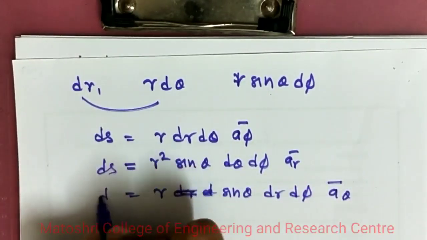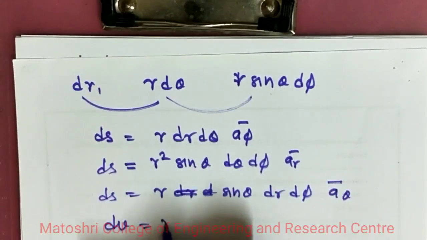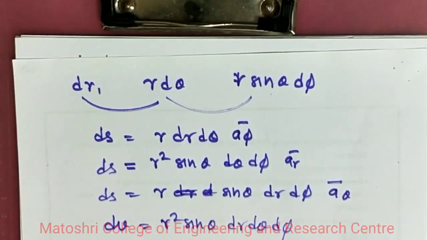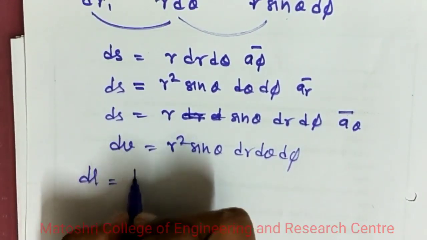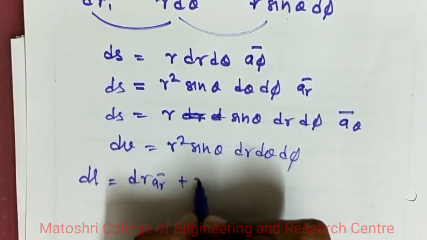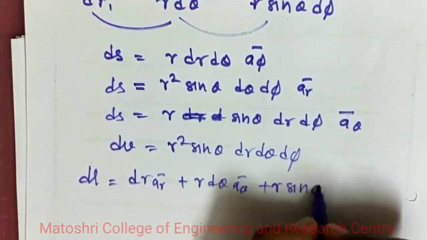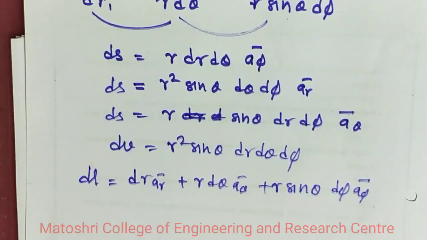So these are the three differential surfaces, and the differential volume is multiplication of the three coordinate system. It is r square sine theta dr d theta d phi, and the last one is the differential length. Differential length is nothing but the combination of all the three variations, that is dr a r plus r d theta a theta plus r sine theta d phi a phi. So these are the differential length, differential surfaces, and differential volumes in case of spherical coordinate systems.